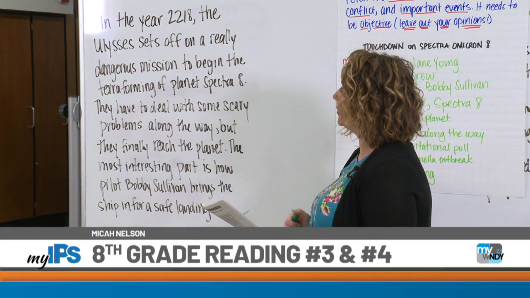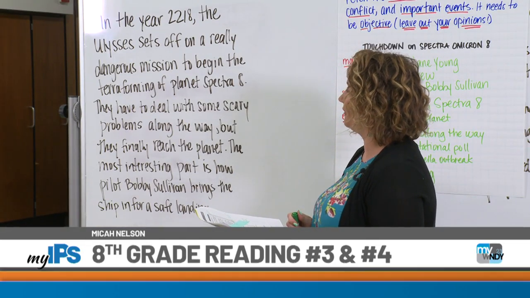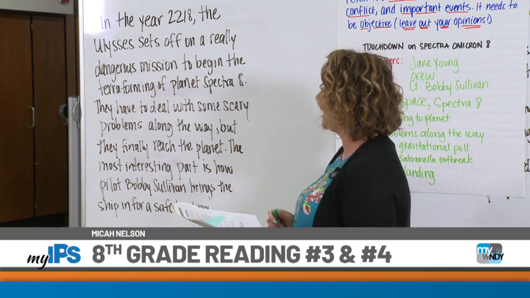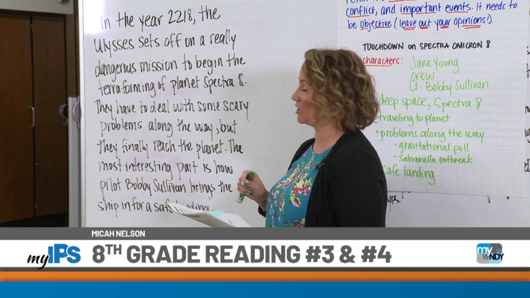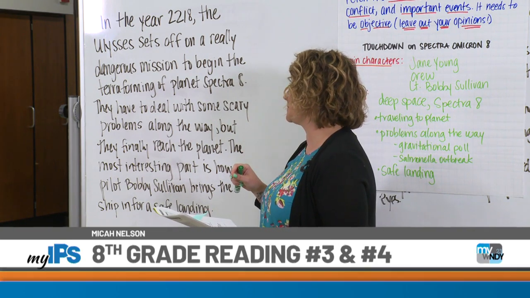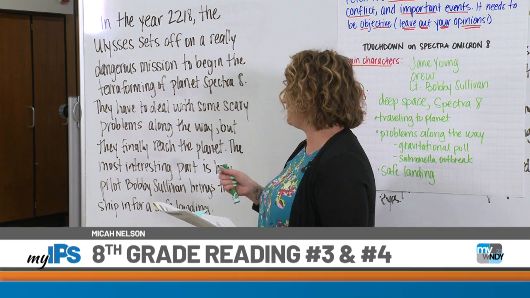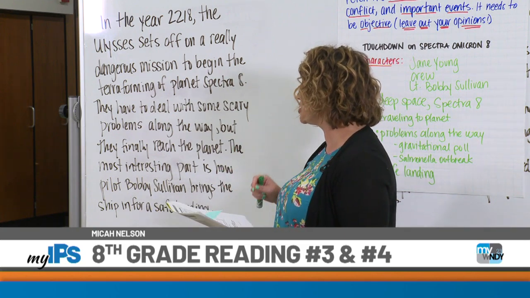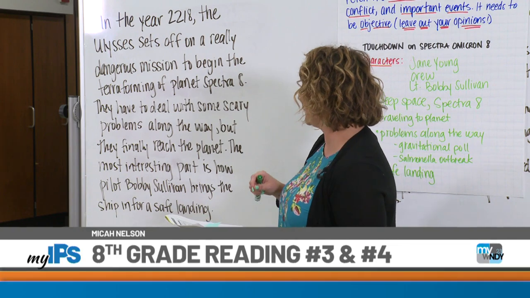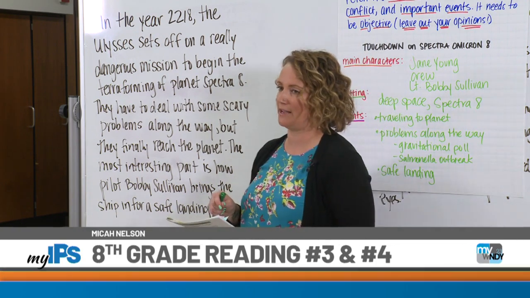In the year 2218, the Ulysses sets off on a really dangerous mission to begin the terraforming of planet Spectra 8. They have to deal with some scary problems along the way, but they finally reach the planet. The most interesting part is how pilot Bobby Sullivan brings the ship in for a safe landing.